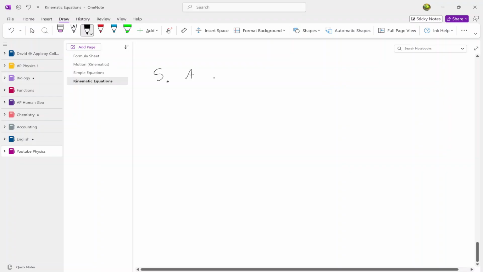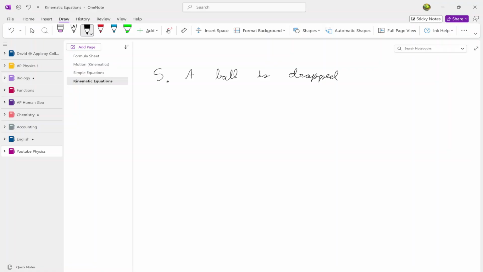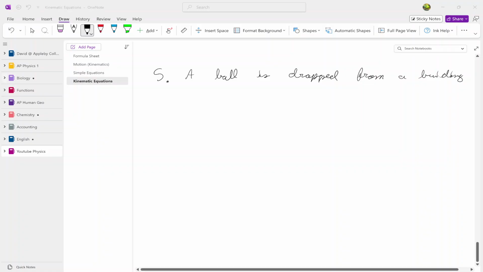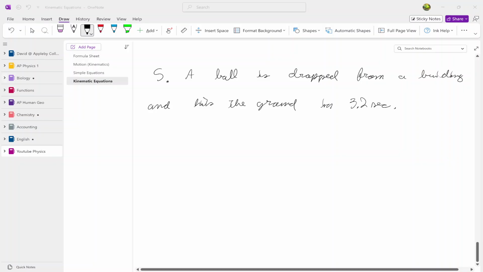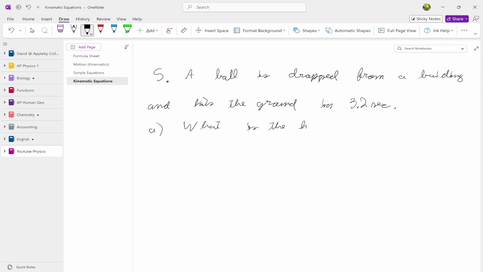A ball is dropped from a building. It always helps to diagram these out, by the way. And it hits the ground in 3.2 seconds. Okay, so that's the statement. So the questions are: A, what is the height of the building?